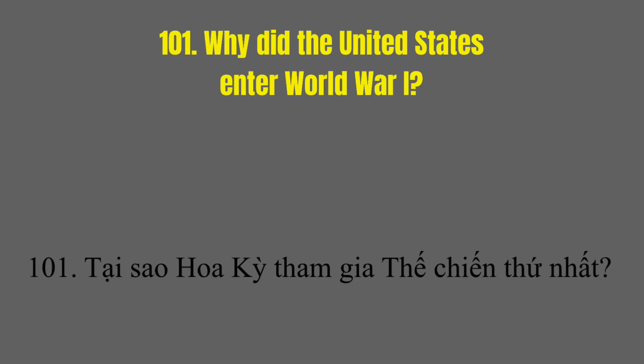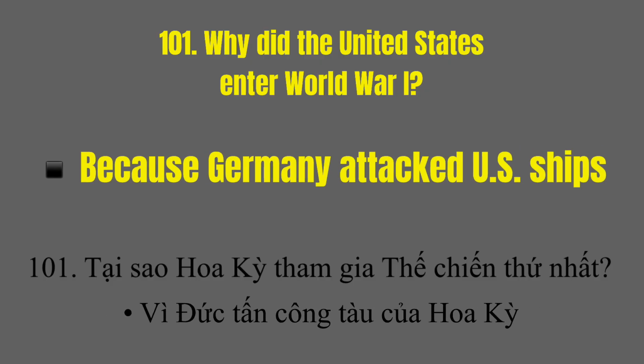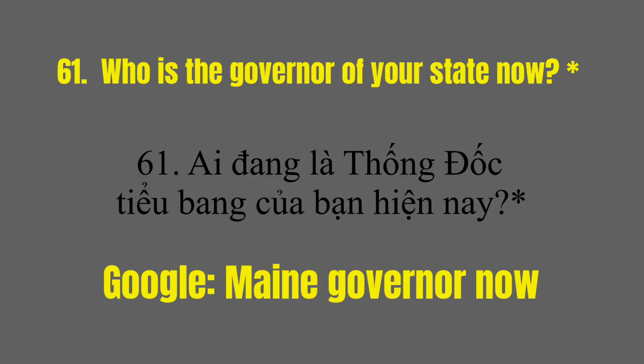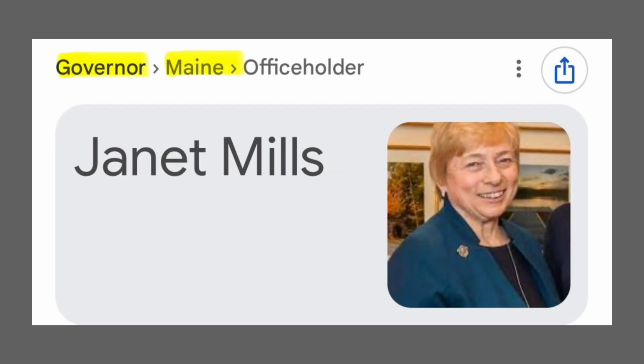Why did the United States enter World War I? Because Germany attacked U.S. ships. Who is the governor of your state now? Janet Mills.